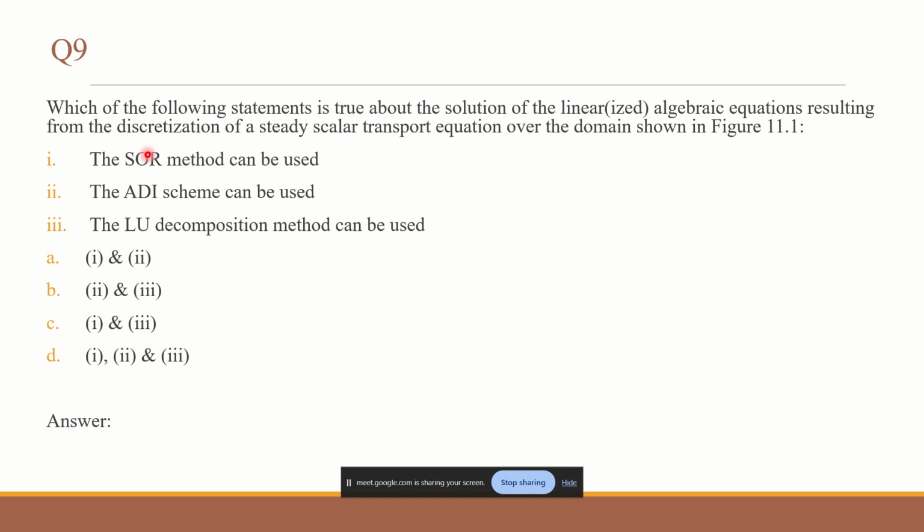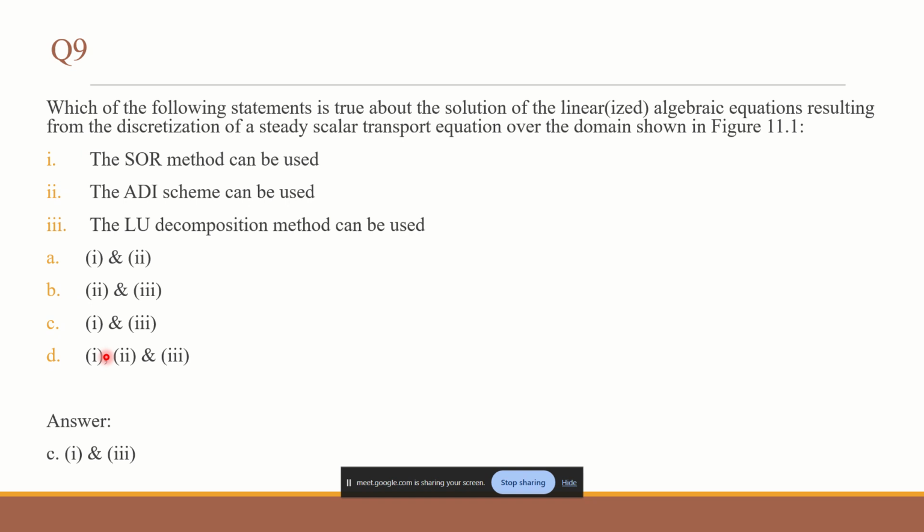So which of the following statements is true about the solution of the linearized algebraic equations resulting from the discretization of a steady scalar transport equation over the domain shown in figure 11.1? First one, SOR method can be used. It is true. Second one is false, and third one is true. So answer is option C, that is 1 and 3 is the right answer. So statements 1 and 3 are the right statements, and it is given by option C.